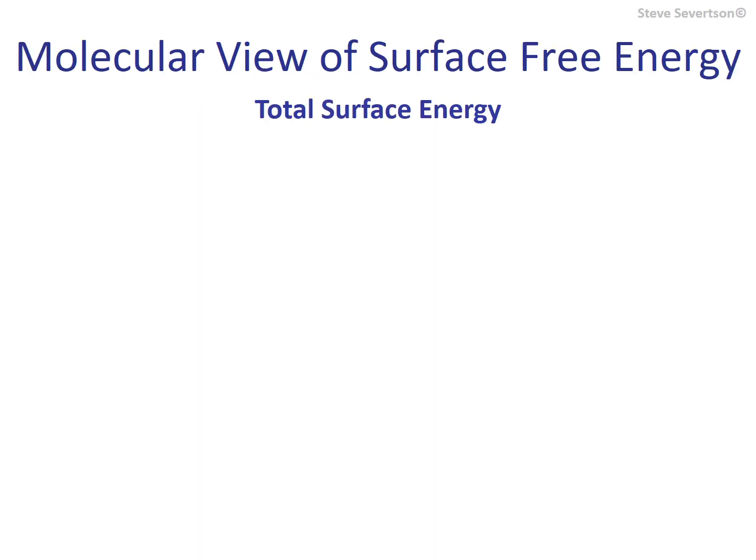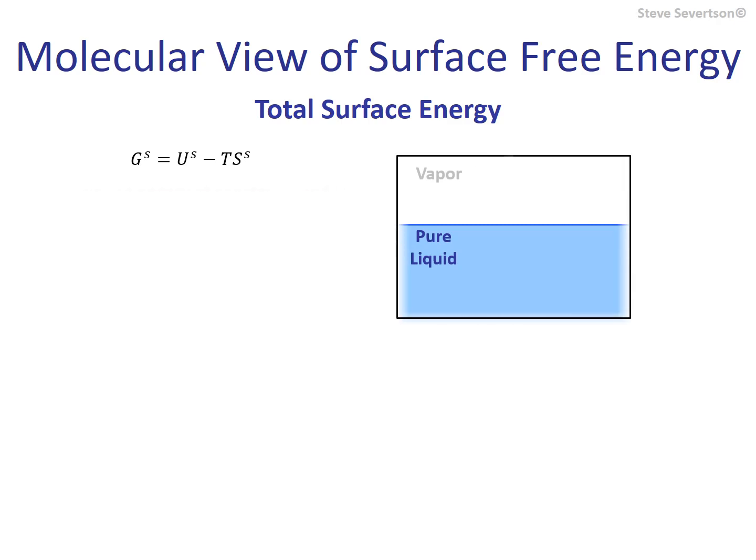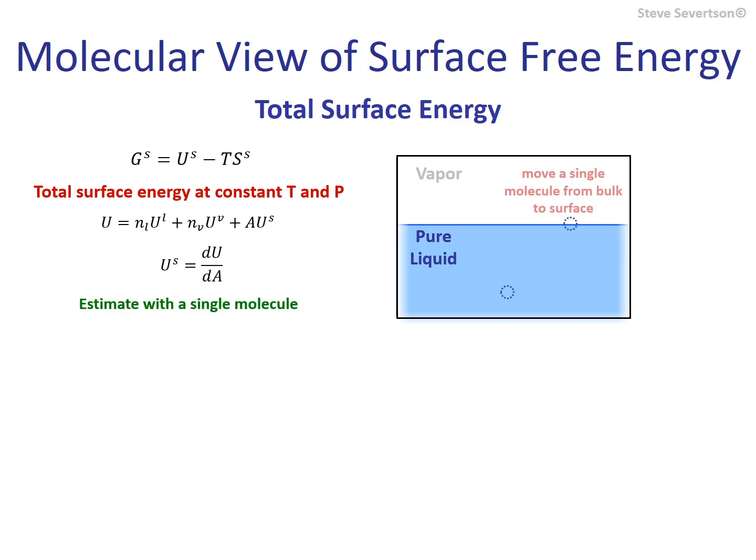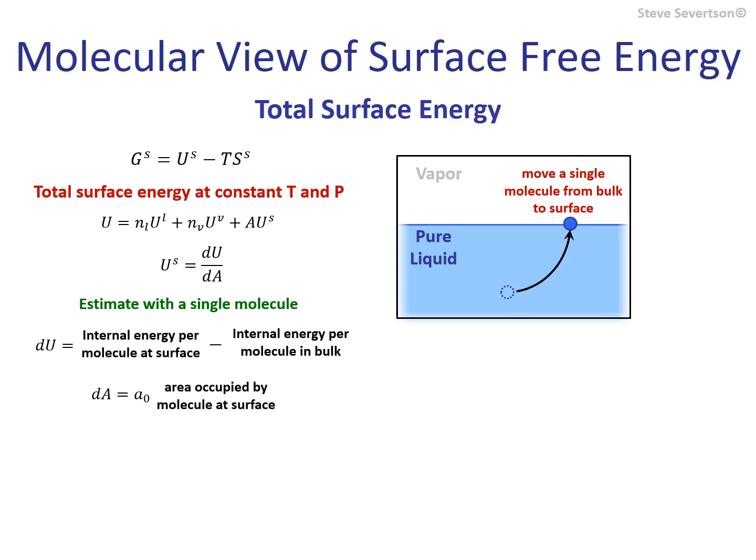Next, we will examine surface free energy from a molecular point of view, beginning with the total surface energy. For this, consider a pure liquid in equilibrium with its vapor at a constant temperature and pressure. We can write the heterogeneous closed system's internal energy as follows, which provides a relationship with the total surface energy. Based on this relationship, we will estimate the total surface energy by evaluating the potential energy change for a single molecule to move from the bulk region of the pure liquid to the liquid surface.